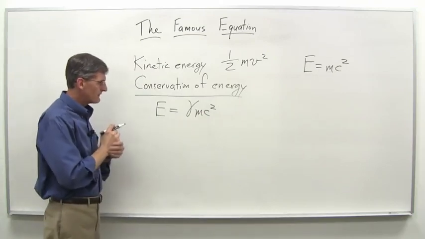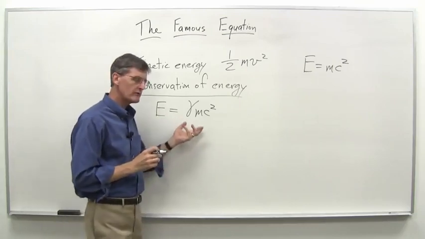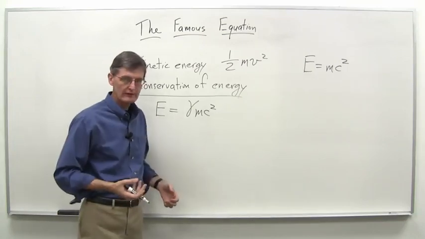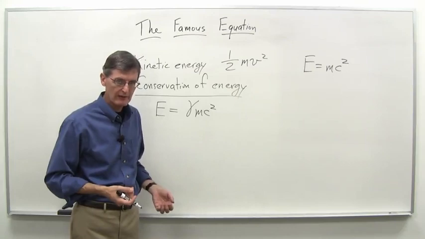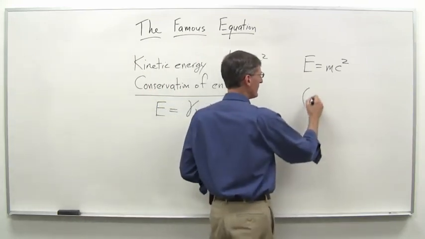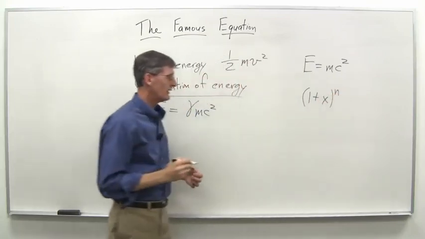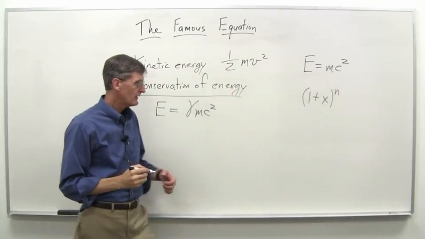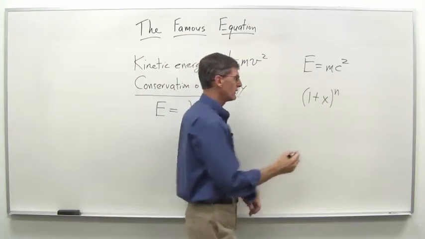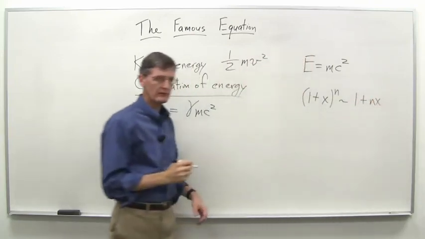And if we play around with this a minute, let's just remember back when we were talking about the Michelson-Morley experiment, we used something called the binomial expansion. So we're going to bring it out of our toolbox one more time here. And remember, it's this, that if you have 1 plus x to the n, some quantity x to the n power, if x here is much less than 1, then we can write this as 1 plus nx, approximately.